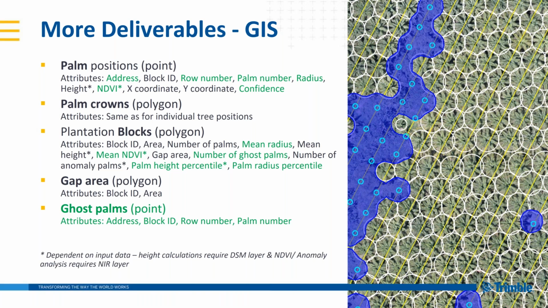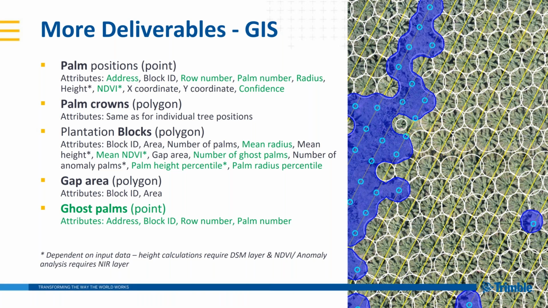More deliverables. I've highlighted all the new elements here in green. So within the palm positions, this was always a point shapefile that we delivered, but we've added new attributes to this, including the address, the row number. So we also have the block ID. The row number is new, palm number within that row is new. We look at the radius of the varying crowns that has been added.